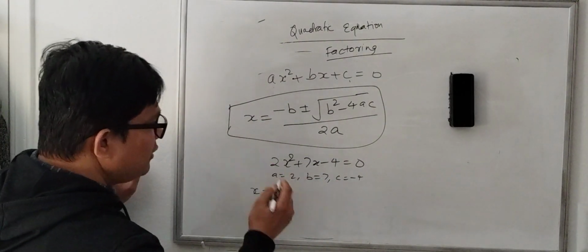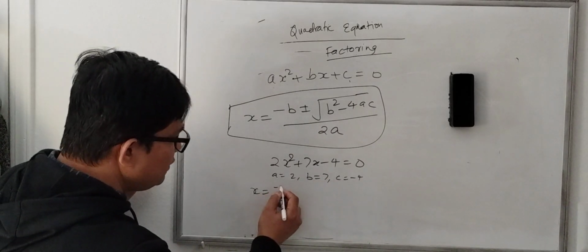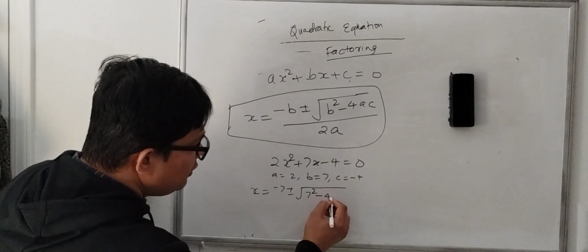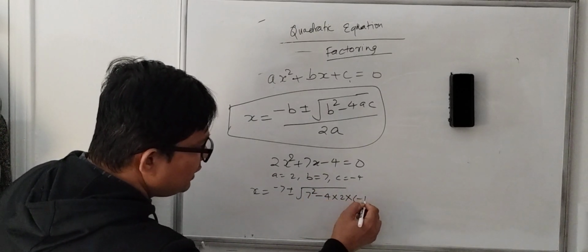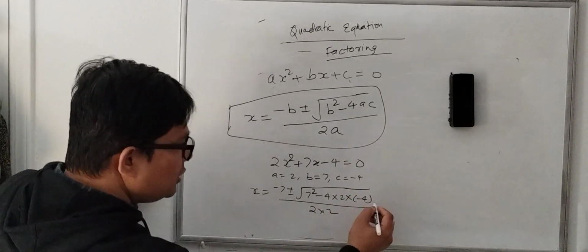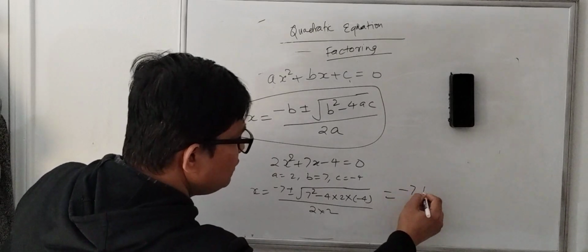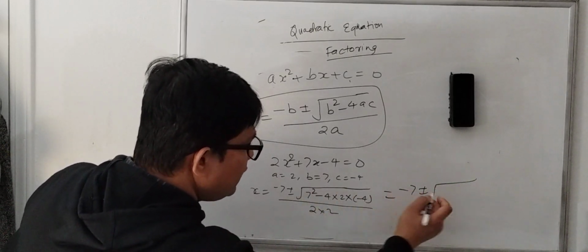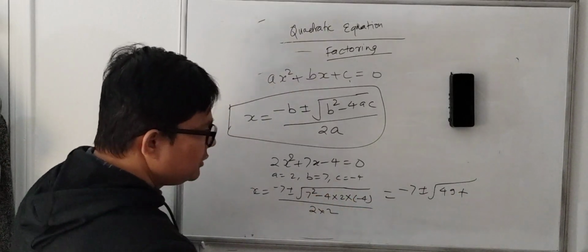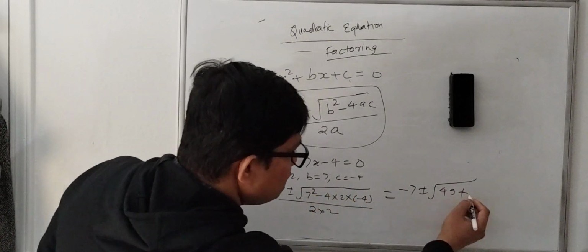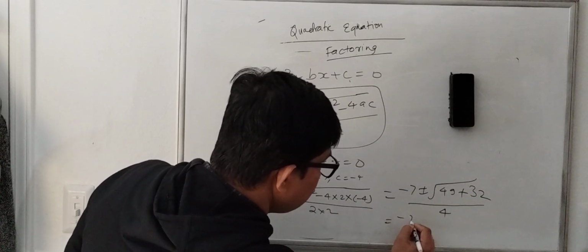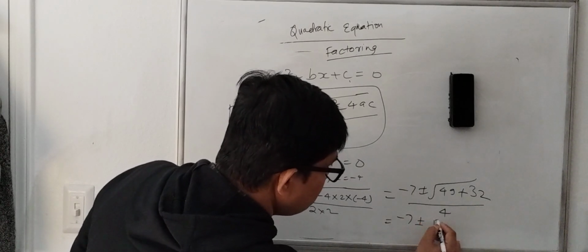So let's put the values here. Minus b is minus 7, plus minus the square root of b squared, which is 7 squared, minus 4 times a, which is 2, times c, which is minus 4, divided by 2a, which is 2 times 2. So let's solve this one. Minus 7 plus minus the square root of 7 squared, which is 49. Then there is a minus sign here and a minus sign in c, so this will become plus. This will be 32, and this will be 4.